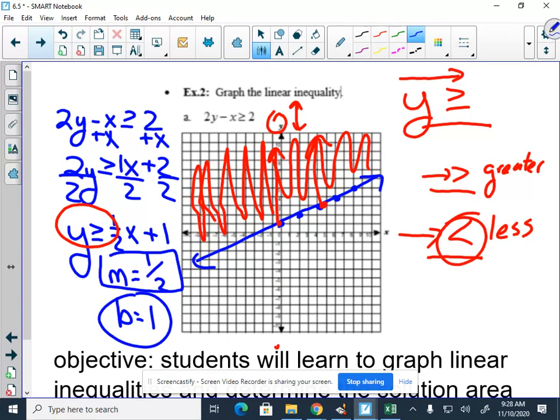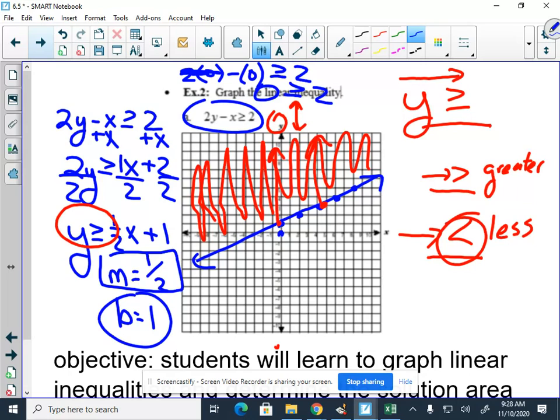Now, if it doesn't, then you want to do this. You have to pick a point. The easiest test point, I always find, is 0, 0. Now, if I take that and put it into the equation, you can put it into any of them, I'm going to put it into the original. 2 times 0 minus 0 is greater than or equal to 2. 2 times 0 is 0, and 0 minus 0 is still 0. Is 0 greater than or equal to 2? Is 0 greater than 2? Is it equal to 2? Both answers no.